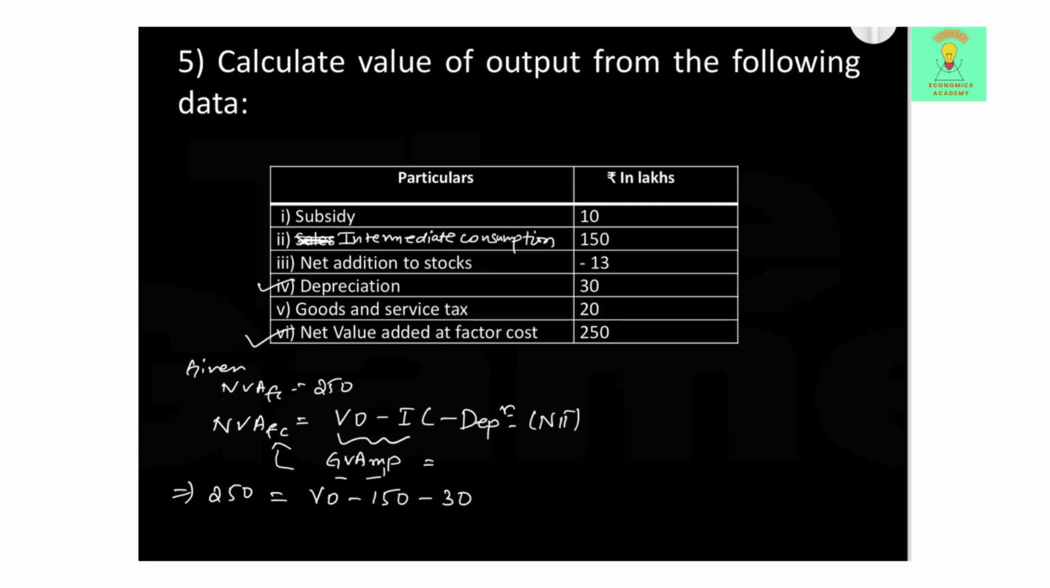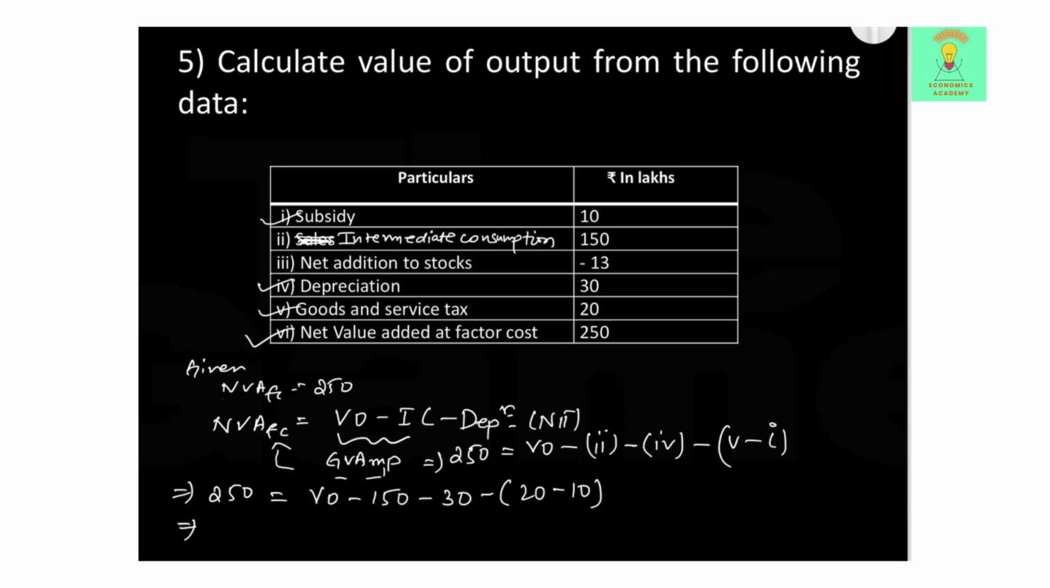Then net indirect taxes is indirect tax minus subsidy, indirect tax GST minus subsidy. So minus 20 minus 10. Okay, we can do like the previous method also. 250 equals value of output, which is unknown, minus intermediate consumption, minus depreciation, minus net indirect tax, that is GST, minus subsidy. We can do in this way as well. Okay, any way which you find better.